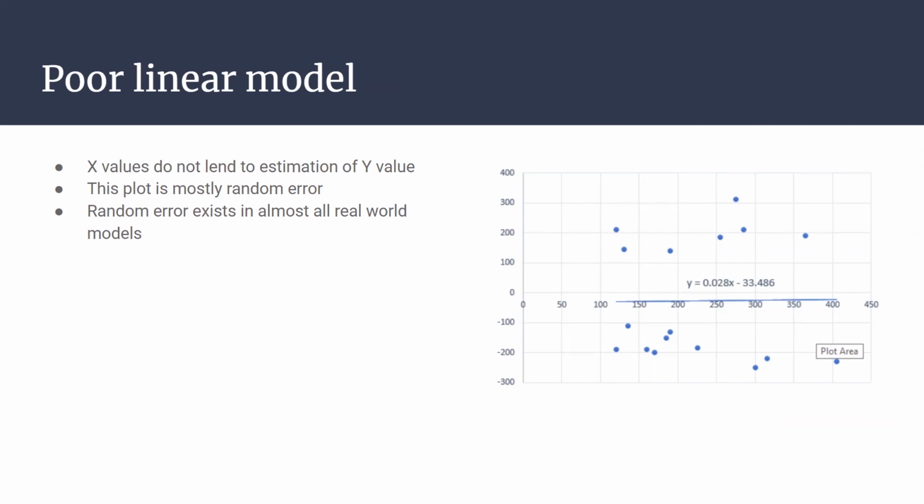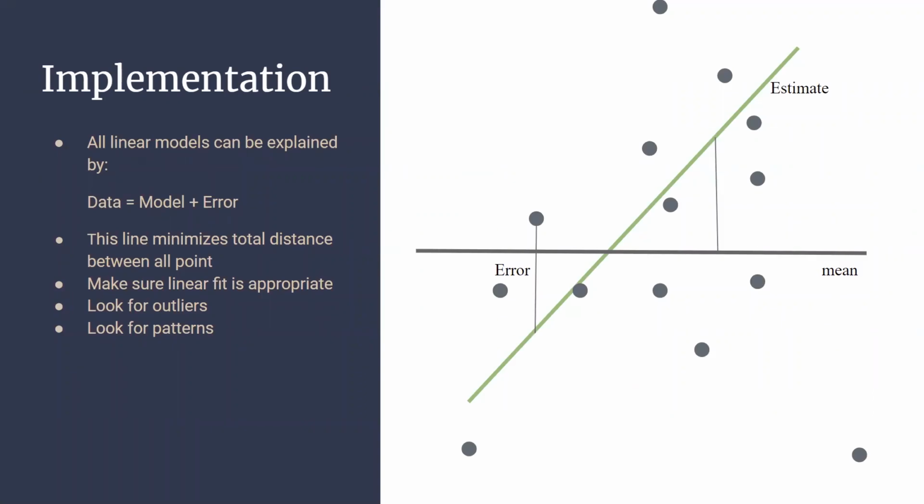You can call this difference from the model to the actual point an error. Each plot has its own random error, and it exists in most real-world models. The implementation of a linear regression model involves you plotting each point in a data set, x and y. With these plots, you will then be able to find the mean and eventually the linear regression model estimate as seen by the green line.